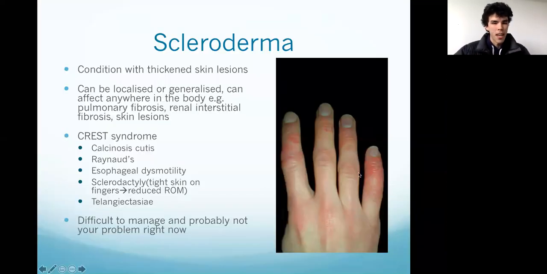Scleroderma, literally just have heard of it. I mean, it's just not your problem. So the main thing to take out of this is probably the CREST thing, because that's usually how you hear about it. So calcinosis cutis and sclerodactyly kind of go together. So that's like calcinosis in the skin.